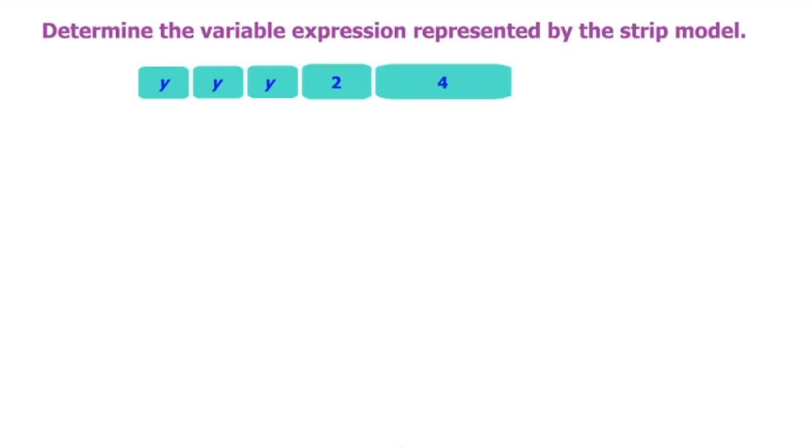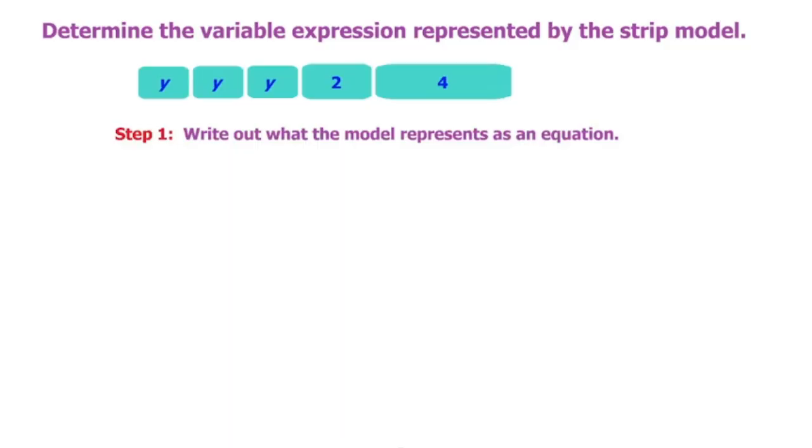In this video, we're going to find a variable expression using a strip model. So if we have a problem like this that says determine the variable expression represented by the strip model, we could see three y's here, a 2 and a 4. So you need to change this into a variable expression. So write out what the model represents as an equation.